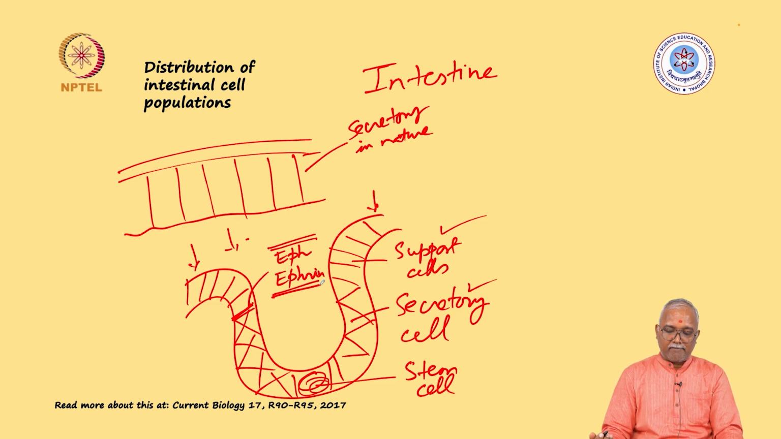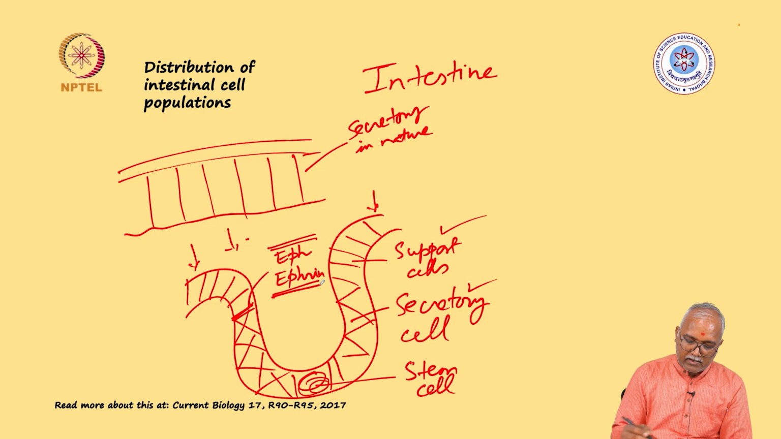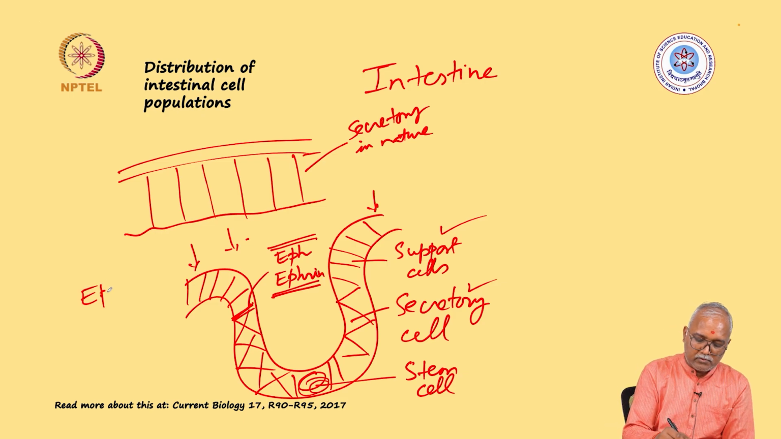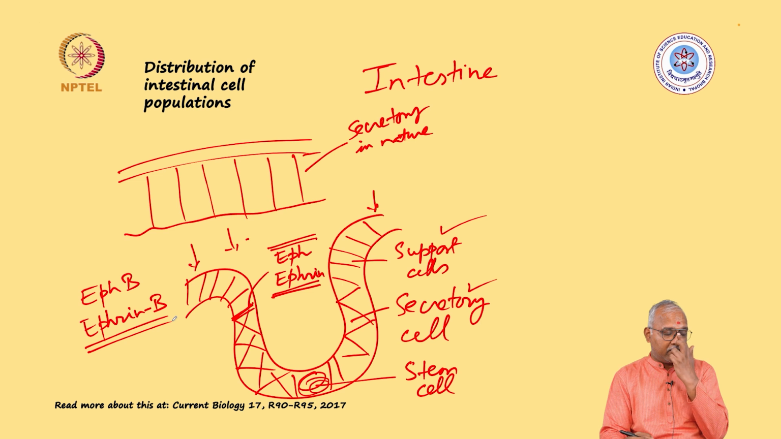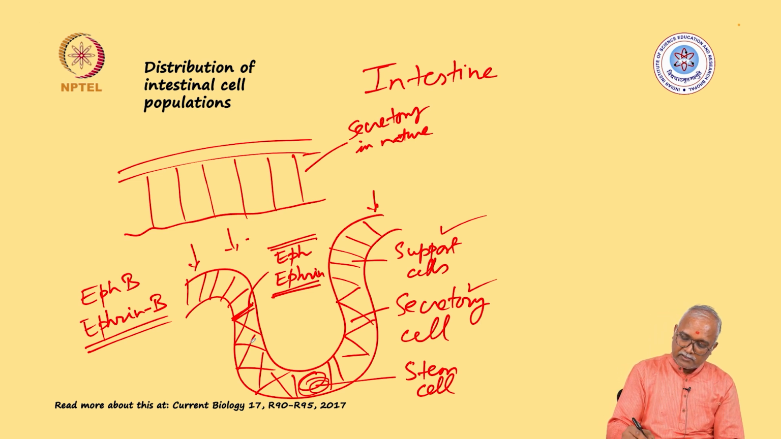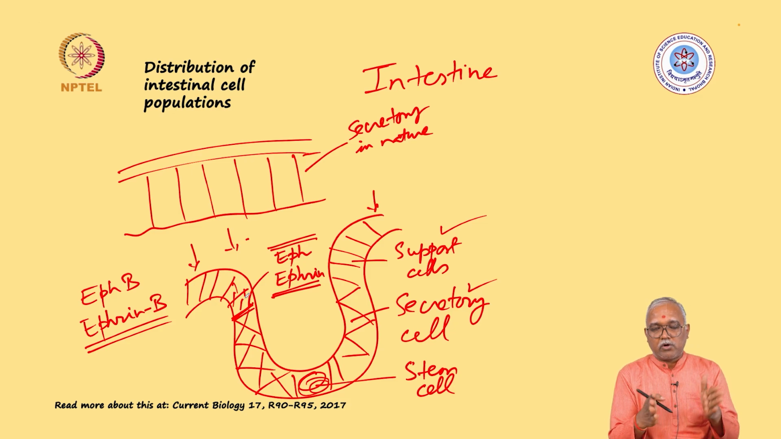So you can have, for example, Eph B and Ephrin B, which are known to be expressed in different cell types. The cells in the bottom area, where more stem cell type cells are present, express the Eph, and the cells which are here express the Ephrin. So there is a crosstalk between them.